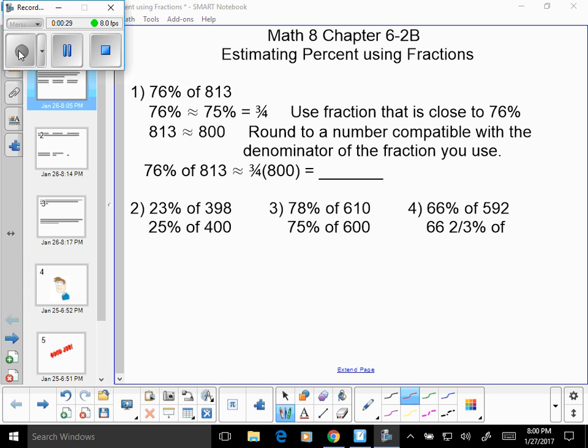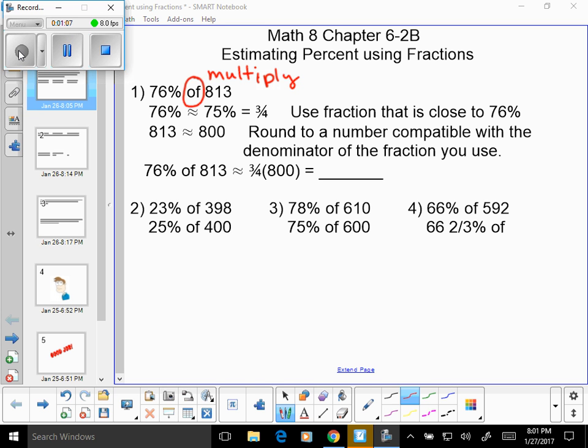First of all, you need to remember that when we take 76% of a number, and hopefully you remember this from last year, when you take a percent of, that "of" means to multiply. So what we're going to do is change the percent to a fraction where the percent is kind of close. So if I look at 76%, I know that 75% is 3/4. So I'm going to change 76% to 75%.